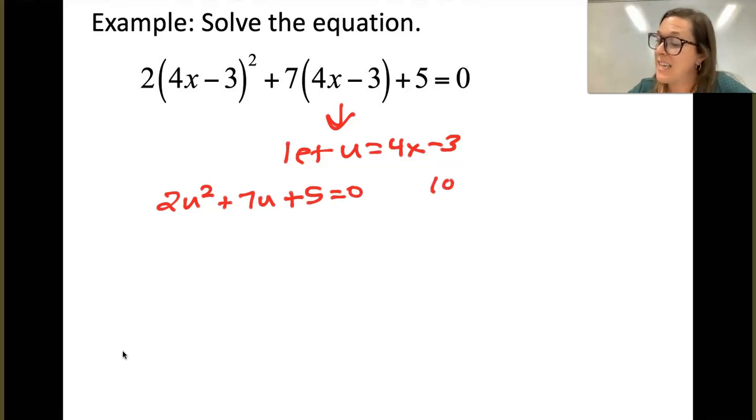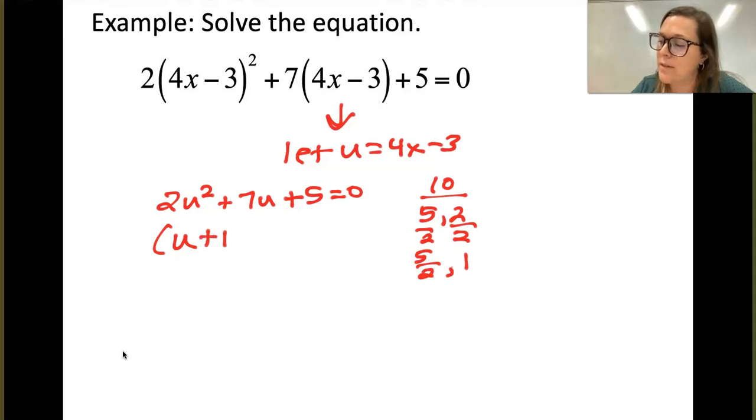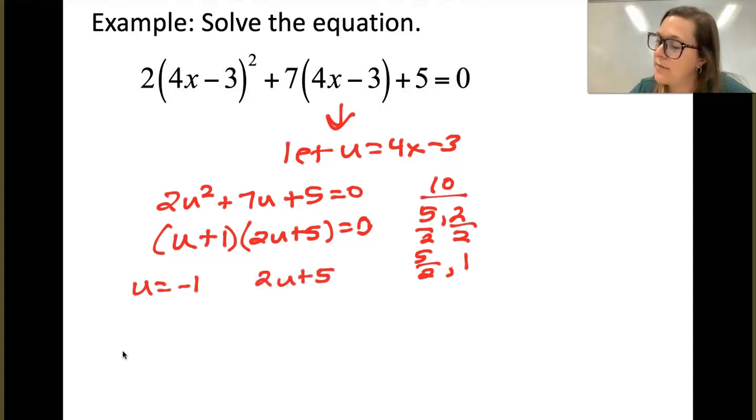2 times 5 is 10. Factors of 10 to get to 7: 5 and 2. Put it over 2. Reduce. Can't reduce 5 halves. Can reduce 2 over 2 to 1. So this factors to u plus 1, and 2u plus 5 is equal to 0. So that tells me u has to equal negative 1, and u has to equal negative 5 halves.